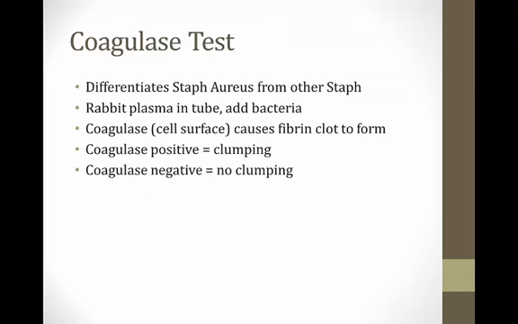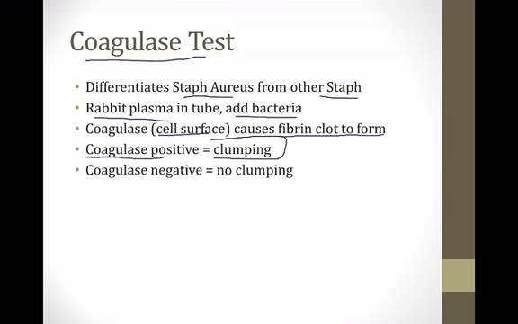So the next test we'll talk about is called the coagulase test, and this differentiates Staph aureus from other staph, so-called coagulase negative staph. What you do is you put a bit of rabbit plasma in the tube and you add bacteria. If coagulase is present on the cell surface, it causes fibrin clots to form. So coagulase positive organisms like Staph aureus will show clumping of blood as clots form. Coagulase negative organisms will show no clumping.